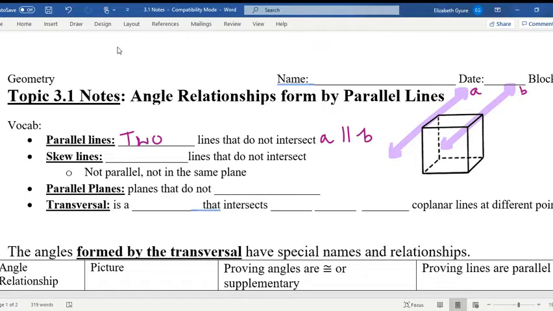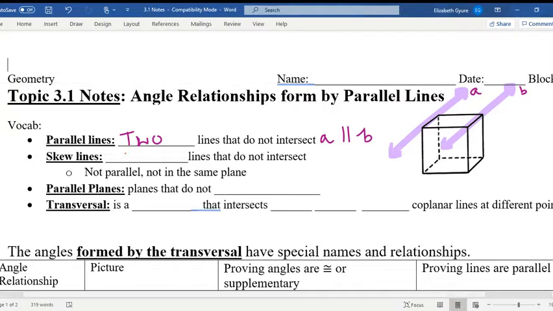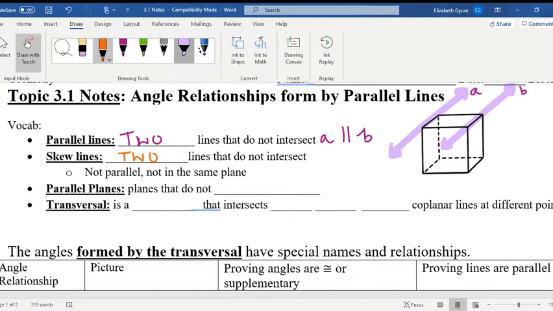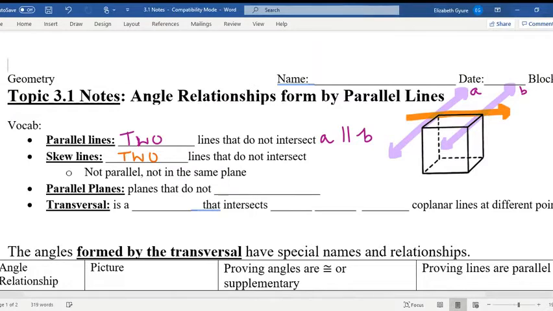Then we have skew lines. Skew lines are two lines that do not intersect, but also they're not parallel and they're not in the same plane. So they will never intersect, they are not parallel, and they are not in the same plane. So if one's at the top of your box, the other maybe is at the bottom of your box. An example of skew lines would be this back edge here with this bottom right edge here.